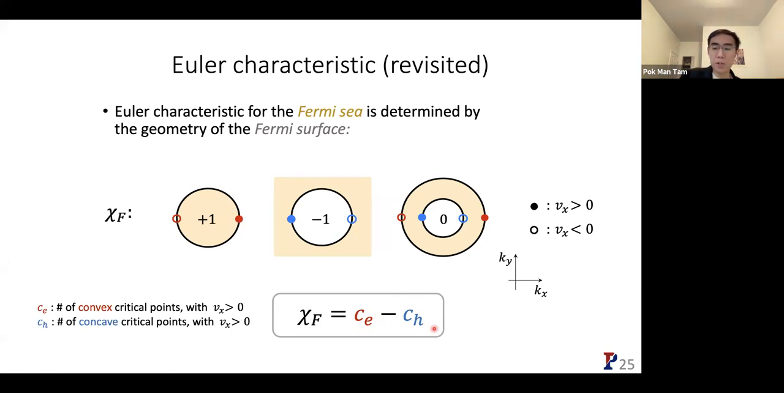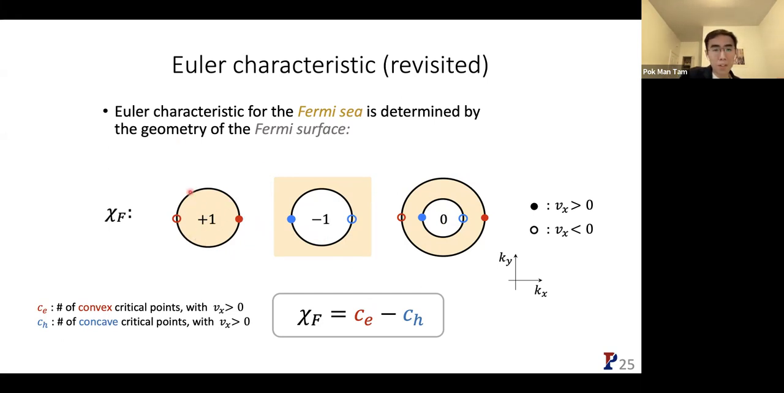Okay. We established this rigorously in our arXiv preprint, but let me here just demonstrate to you with an example how this can be true. So for example, with these three examples here, you can see that C_E is 1, C_H equals 0, so the Euler characteristic is +1. Okay. For the hole pocket, you get -1 because C_E is 0, but C_H is 1. For this annulus Fermi sea, you have an equal number of concave and convex critical points, so the Euler characteristic is 0. This annulus Fermi sea actually has the same topology as a circle, and we know that a circle has an Euler characteristic equal to 0. So everything makes sense here.